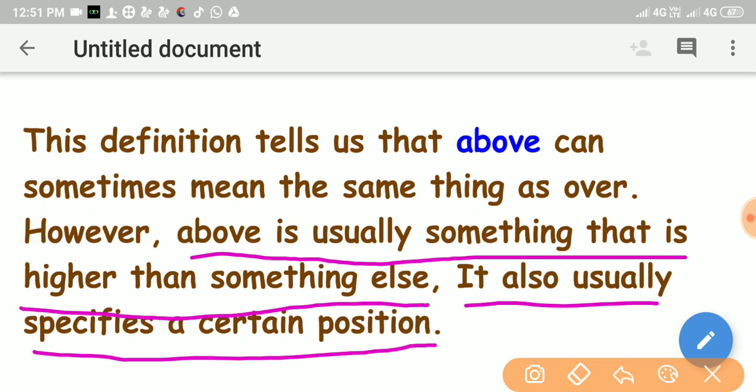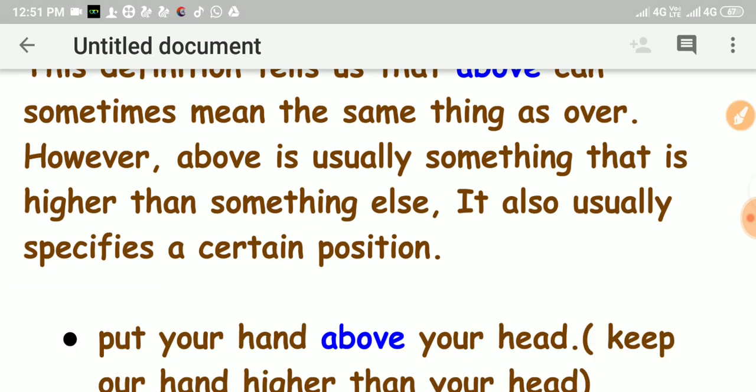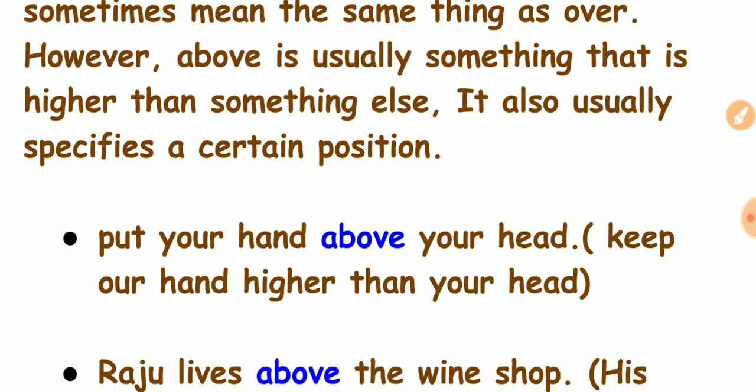That means if the thing is stagnant, then we use above. If the thing is in movement, then we use over. This is the difference, my dear friends. So let us go and learn with the examples. Put your hand above your head. I mean, keep your hand higher than your head.